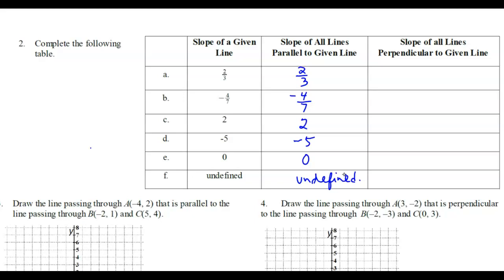Okay, so slopes of all lines perpendicular. You take the first column, or the second, really, because it's the same, and you flip it and change the sign. So 2/3 flipped is 3/2. Put a negative out front. We always put the negative out front or up top, never in the denominator, even when we're doing negative reciprocals. So here, because we're taking the negative reciprocal, it's going to be positive 7/4. Okay. So 2 is not a fraction. So what will it be when we take the negative reciprocal of 2?